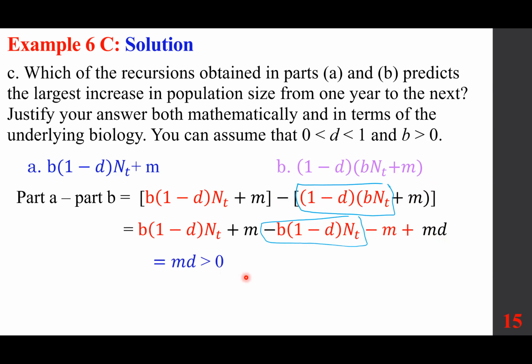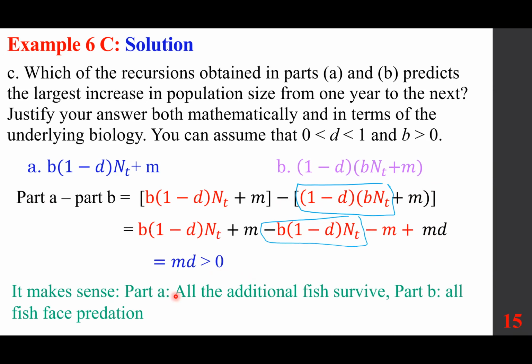MD is larger than 0. Because part A minus part B gives us a positive value, part A gives us more fish. And it makes sense because in part A, all the additional fish survive. Remember, in part A, we add so many fish at the end, and none of them gets preyed upon. Whereas in part B, all fish face predation. And that's why part A produces more fish.